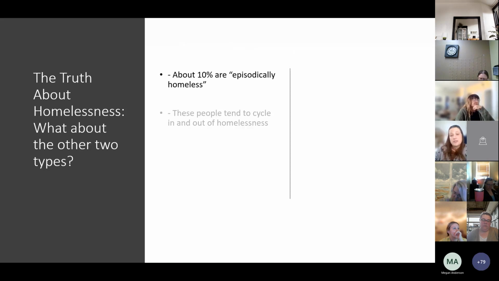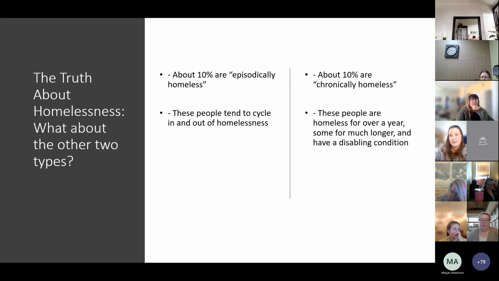More typologies of homelessness. So, about 10% are episodically homeless. These people tend to cycle in and out of homelessness. And then the other 10% are considered chronically homeless. So these people are homeless for over a year, sometimes much longer, have a disabling condition, and are oftentimes the people that we see. Their homelessness is a lot more visible. It's a lot less hidden, because you can see all the things that are on their back. You can see them literally sleeping outside in doorways.